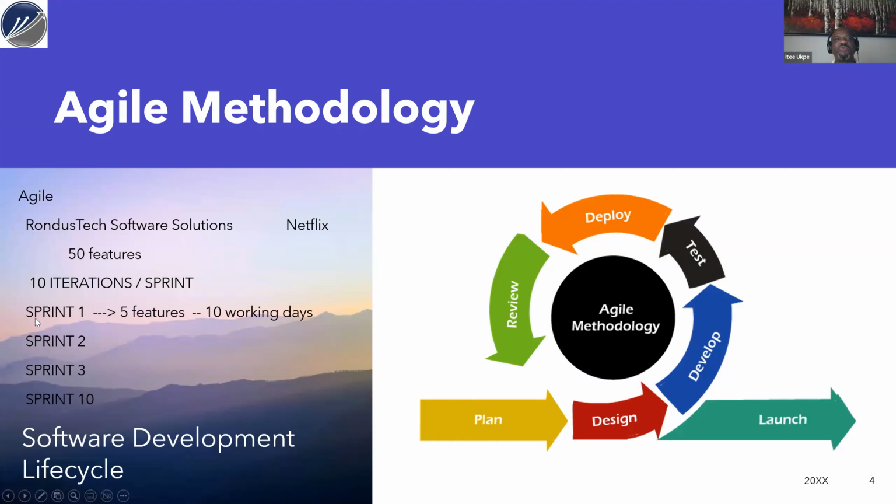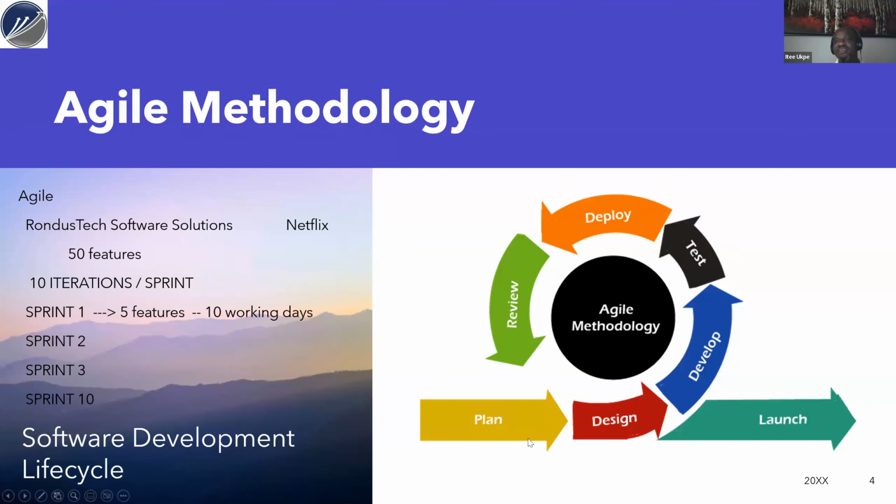So we're going to do the first sprint. Instead of developing 50 features, we're only developing 5 features, right? And we're going to finish these 5 features maybe in 10 working days, right? Then after 5 features, we take another 5 features, we call it sprint 2. We develop it. So it goes through iterations, right?